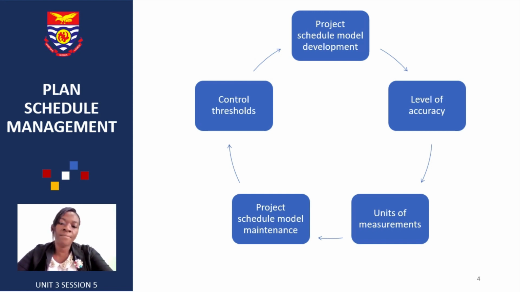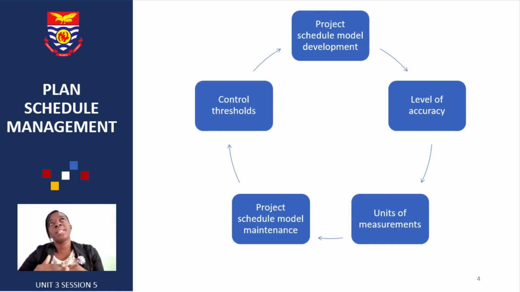Then we have the schedule model maintenance as well, which is used to update the status of the project in the schedule model. Once you've started the execution of the project, you need to be able to do this control, else before you realize, things just go off. And then we have the control threshold.